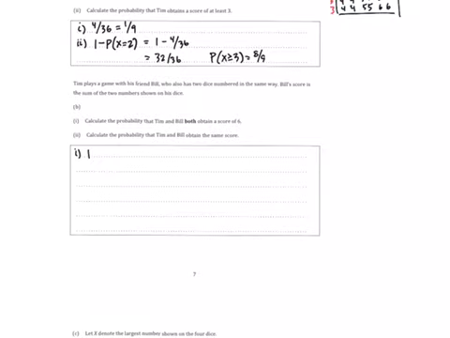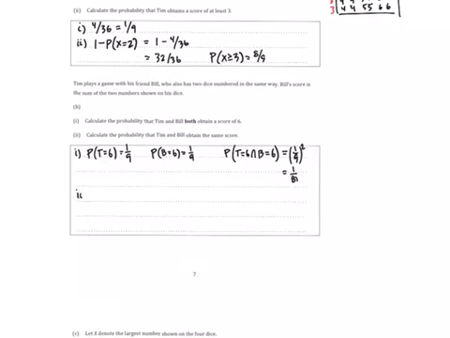Okay, so the probability that Tim gets a 6, we already calculated. That was 1 out of 9. Probability that Bill would get a 6 would also be 1 out of 9. So the probability that Tim gets a 6 and Bill gets a 6, since they are independent events, would be 1 out of 9 times 1 out of 9, which in this case would be 1 out of 81.